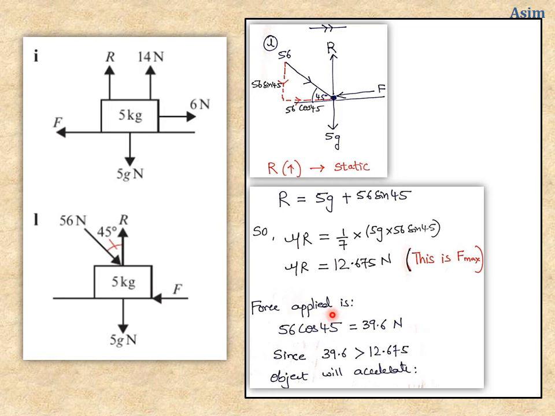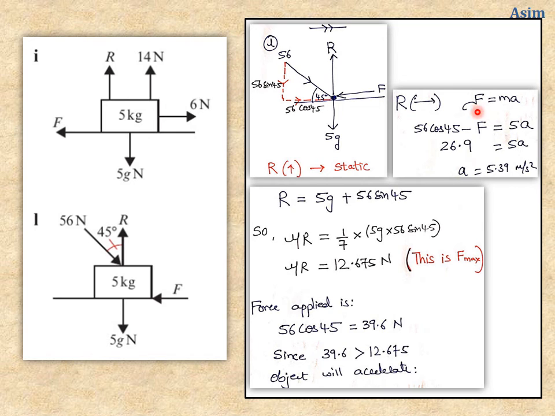Now force applied. Now what are the forces applied? One is this 56 cos 45. There is only one force, which is 39.6 Newton. Now obviously 39.6 is greater than 12, so object will definitely accelerate. Clear? Let's see more about this.